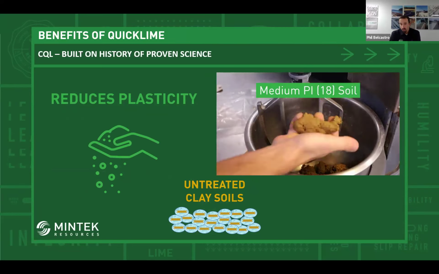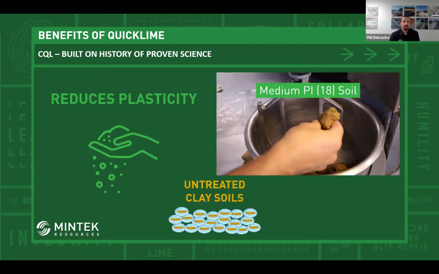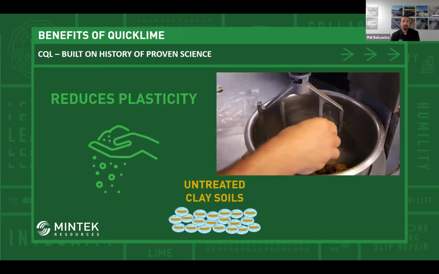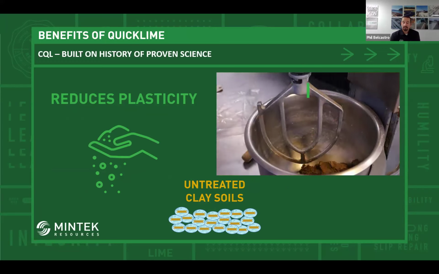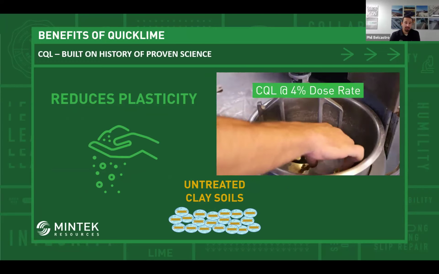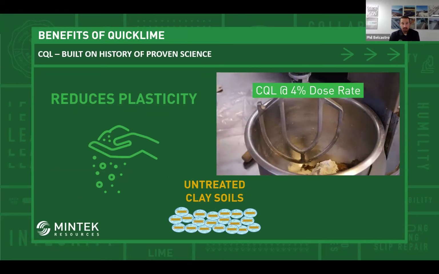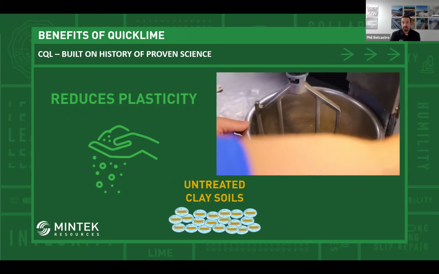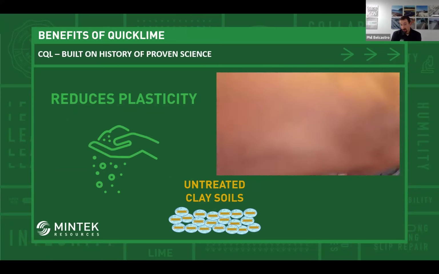Modify. What are we talking about on modification? We're targeting the clay portion of the soils. That's going to help us increase those engineering properties, reduce plasticity, and decrease, if not eliminate, shrink swell potential. And how's all that happening? Well, that's what you're seeing here in the mixing demo.